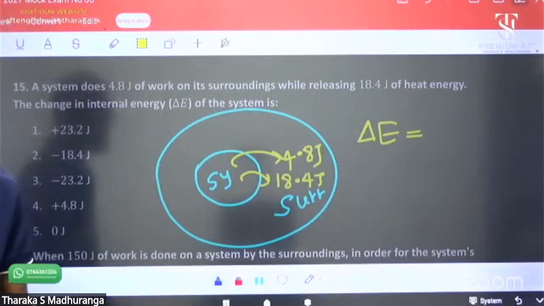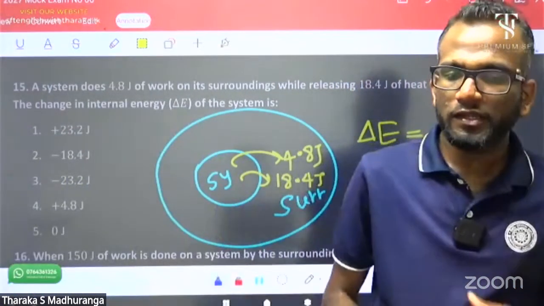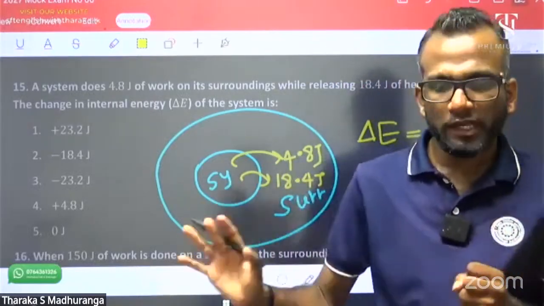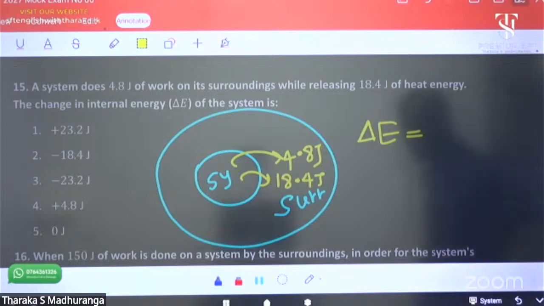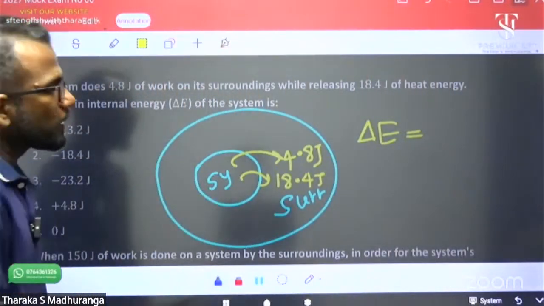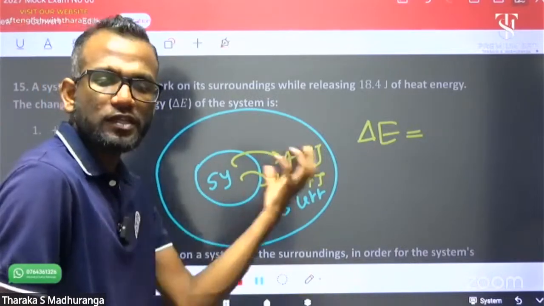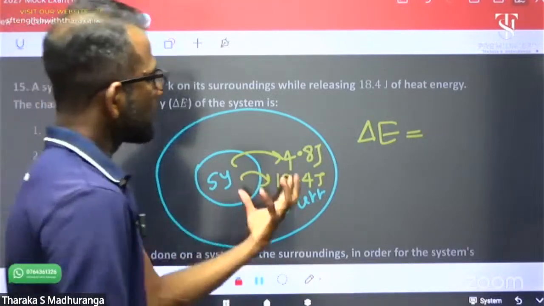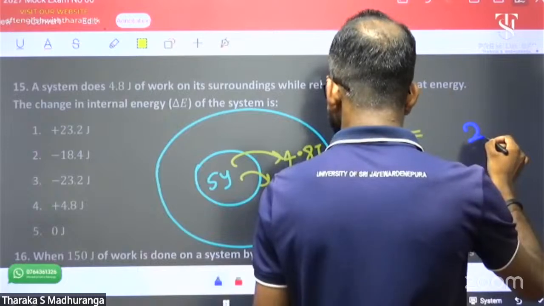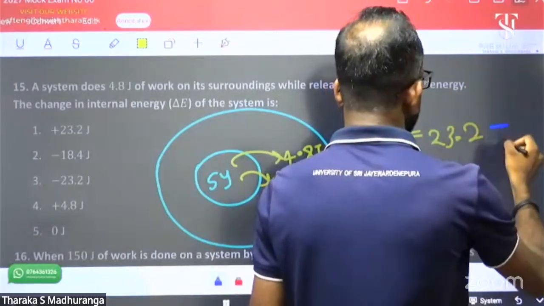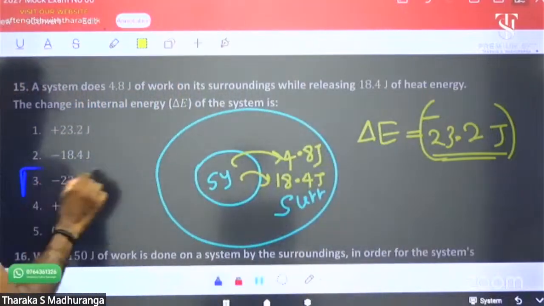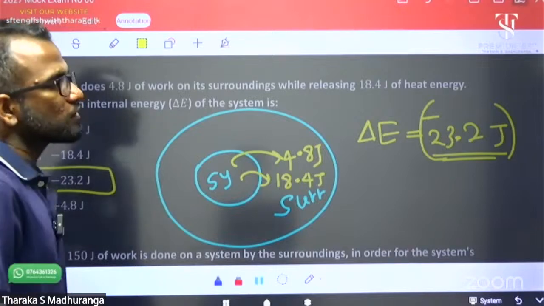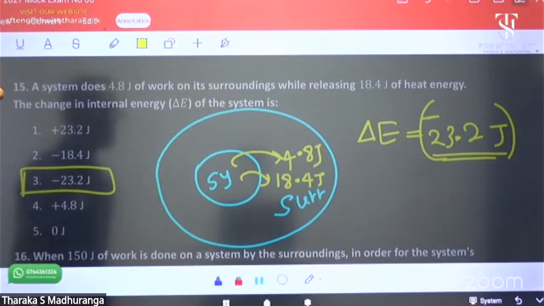How do we get this? First you can decide whether the delta E value is plus or minus. Definitely it is minus, because in both cases there is heat loss, energy loss. Adding the lost energy, 4.8 plus 18.4, gives 23.2 joules lost, so it is minus 23.2 joules, heat loss. Is it clear, Mariam, Dulen?